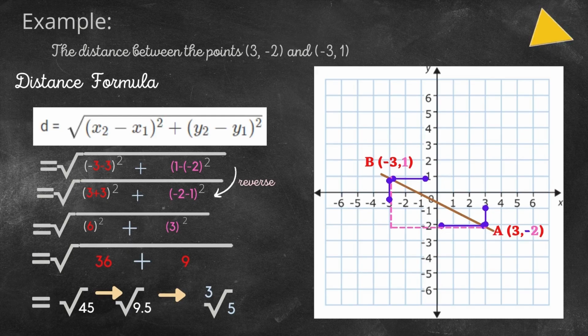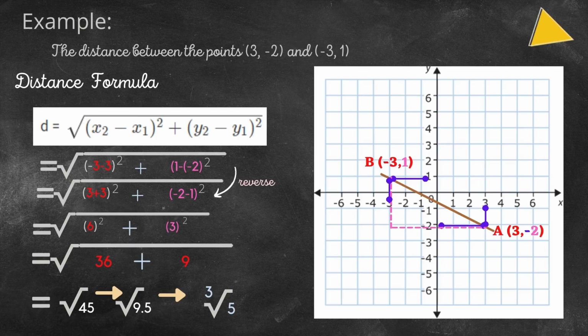As I have mentioned, the order in which the points are taken is immaterial, so we can reverse these numbers. So this will be the result: 3 plus 3 squared plus negative 2 minus 1 squared. So 3 plus 3 squared is 6 squared plus negative 2 minus 1 is 3 squared. So 6 squared is 36 and 3 squared is 9. 36 plus 9 is 45.